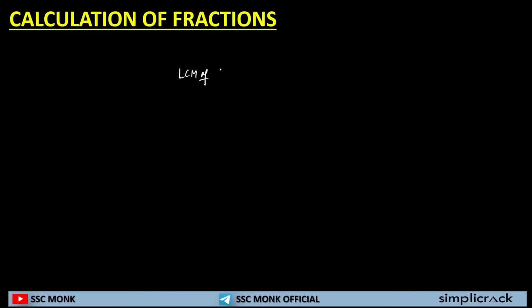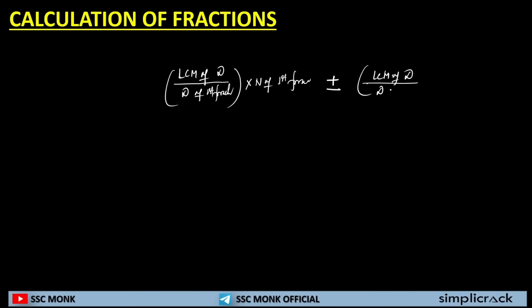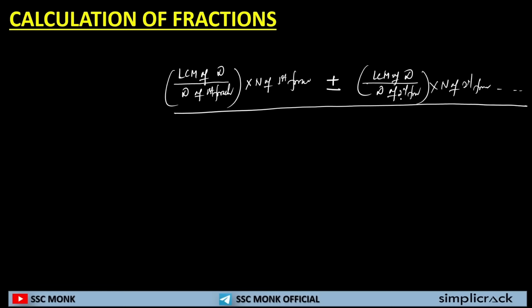LCM of denominators divided by the denominator of the first fraction, multiplied by the numerator of the first fraction, plus or minus. If they are adding, you will put plus. If they are subtracting, you will put minus. Then LCM of denominators divided by the denominator of the second fraction, multiplied by the numerator of the second fraction, and so on. The numbers are then divided by the LCM of denominators.